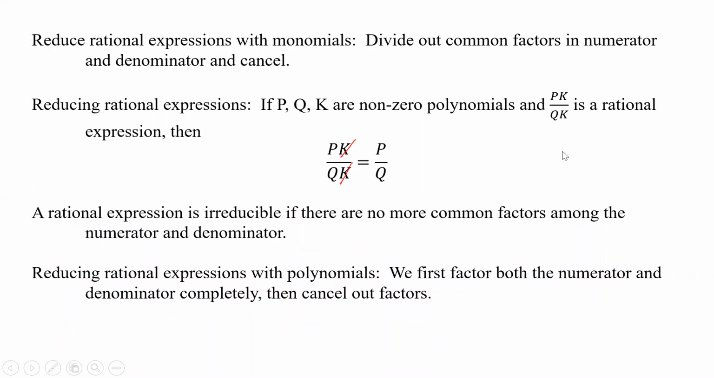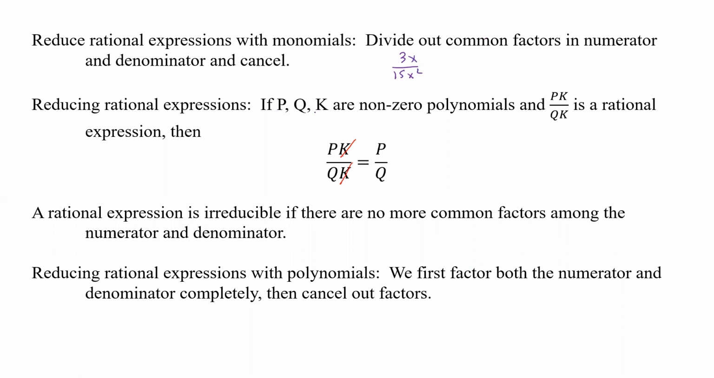Now, when we have rational expressions, sometimes what we need to do is simplify them as much as possible. When we look at ones that have just monomials, such as maybe 3x over 15x squared, what we're going to do is divide out common factors in the numerator and denominator and cancel.